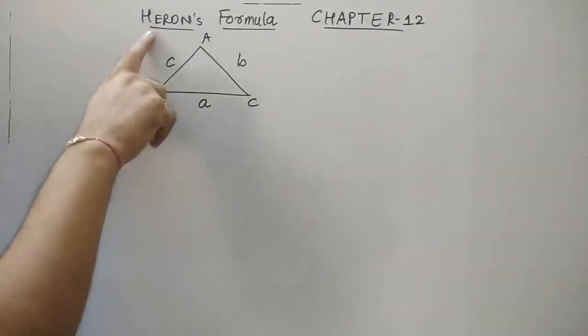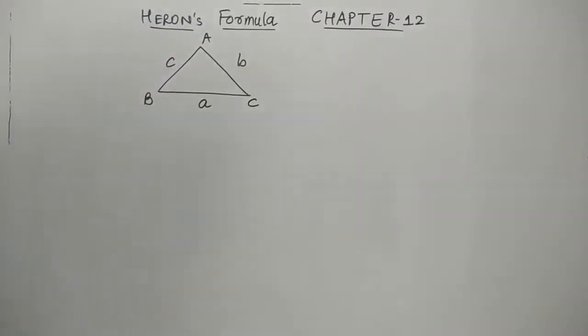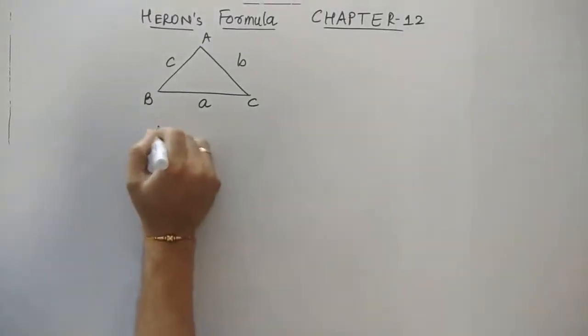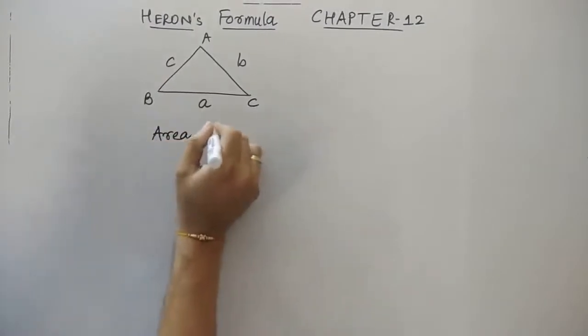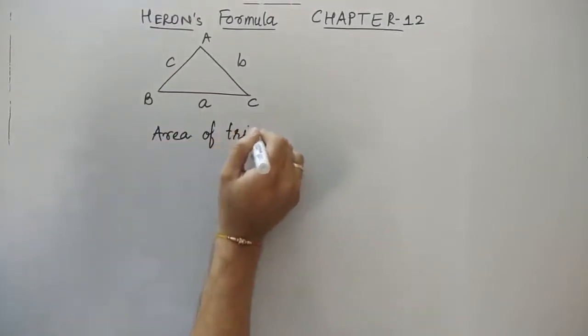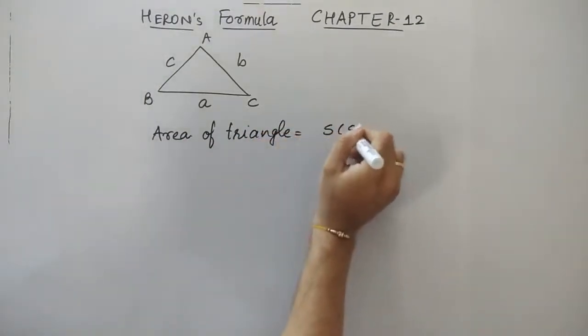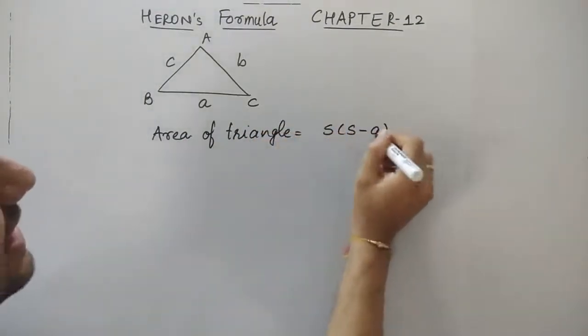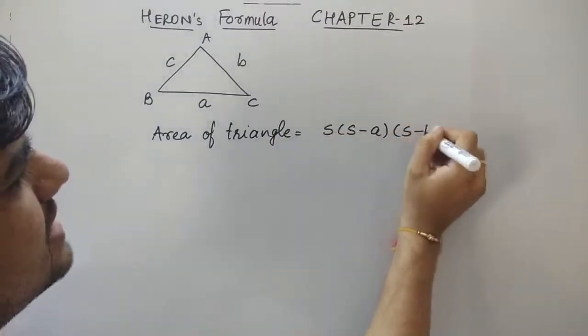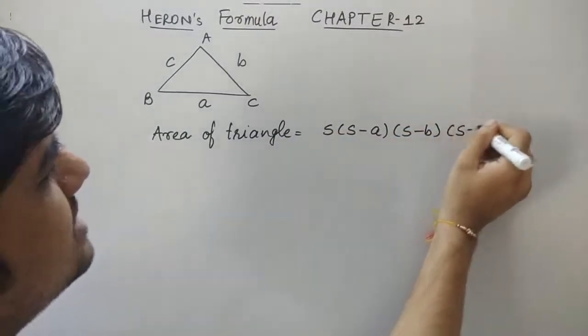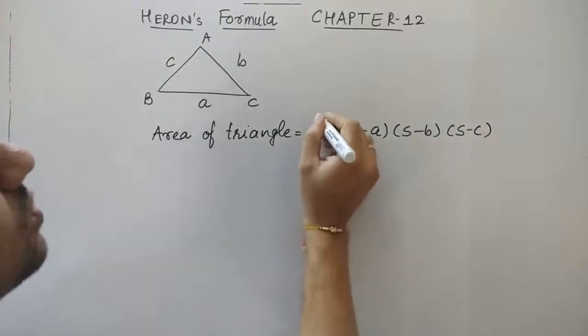This is all about the chapter, that is Heron. He was one of the greatest mathematicians and has given the formula. So here is the formula to find the area of a triangle. Area of triangle is the square root of S into S minus A, which is in the product, and S minus B, and S minus C, the whole square root. I'll explain what that S is.